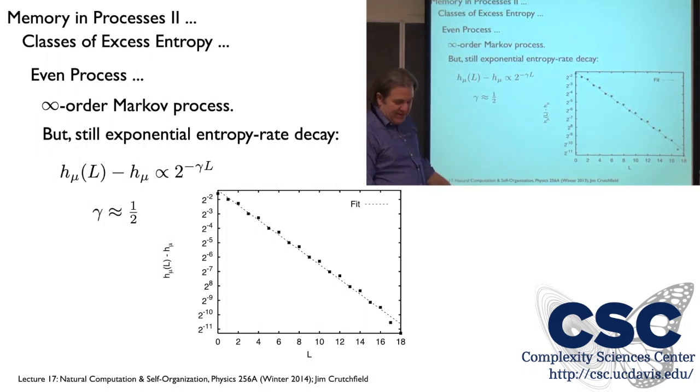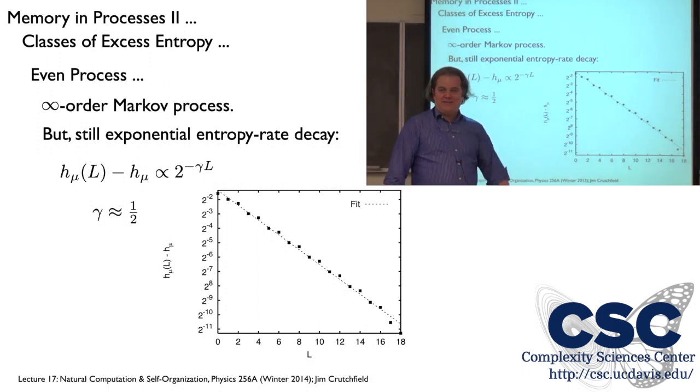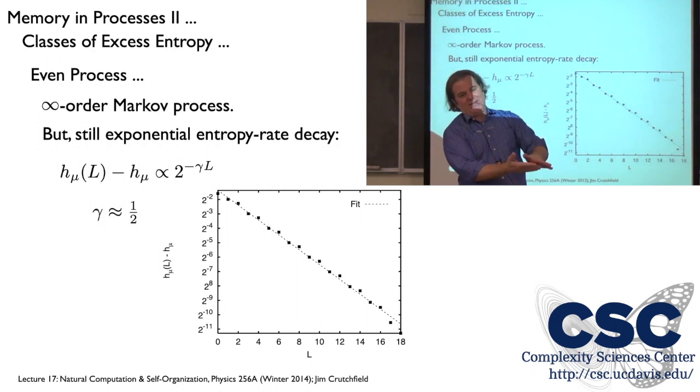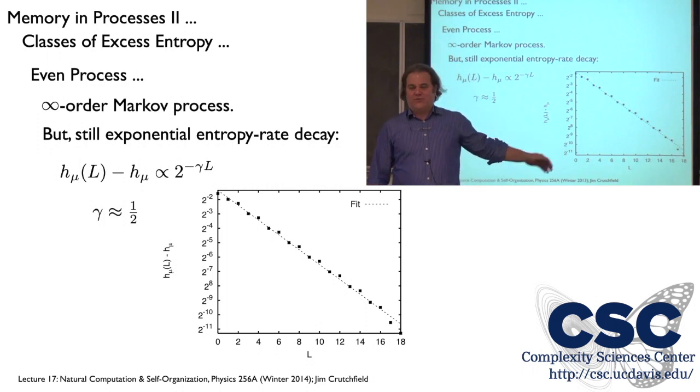So although it's infinite order Markov, between you and me, because this approach is exponentially fast, you just go out to some length and you're pretty close to getting the entropy rate, a decent estimate. You'd have to be interested in very detailed questions to want to go to large L for a process like this. Just cut it off and call it a day.